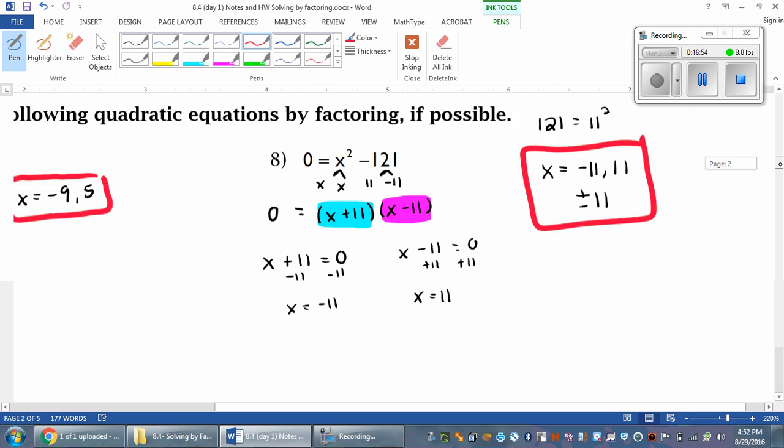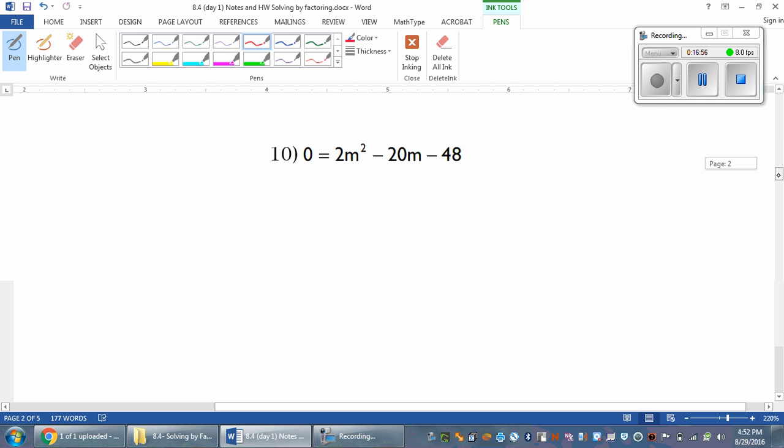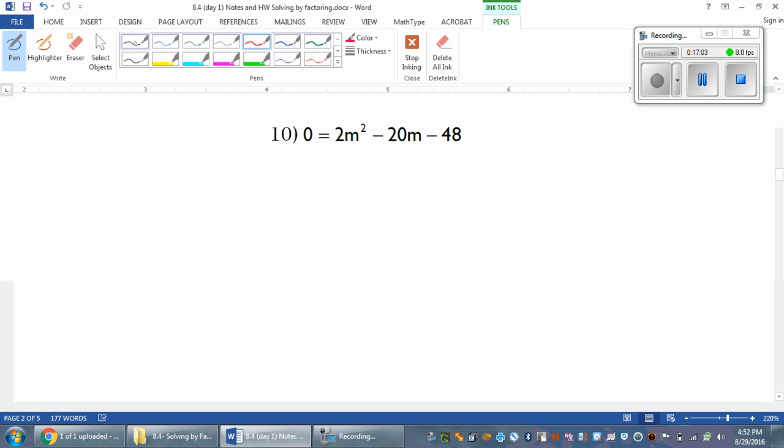All right, let's continue. Let's go to number 10. Again, if you notice, the right-hand side is not factored, so I have to factor it first. First thing, drop down that equals 0. All right, let's factor the right-hand side. No matter what, the first rule is always check for GCF. If you recognize, look, every term is divisible by 2. So I'm going to divide everything by 2. I'm going to bring that down. What am I left with? M squared times 10m minus 24.